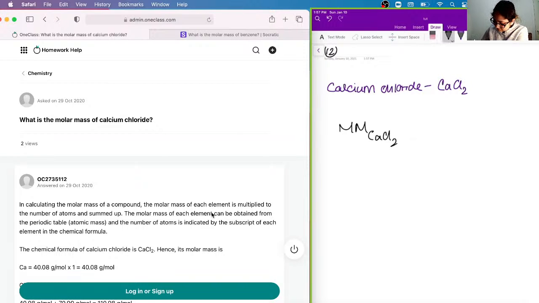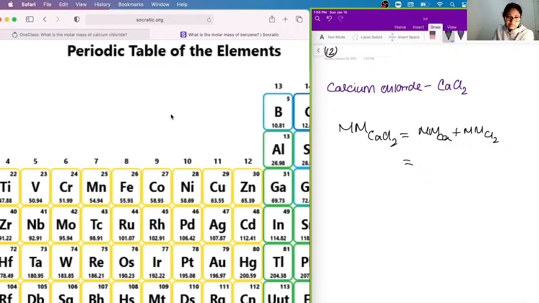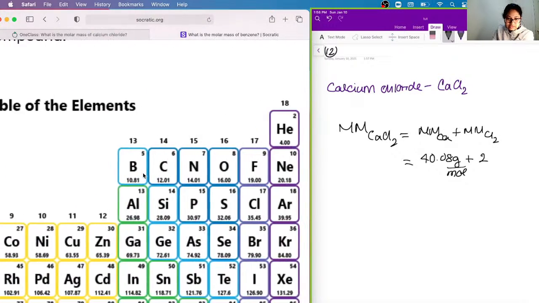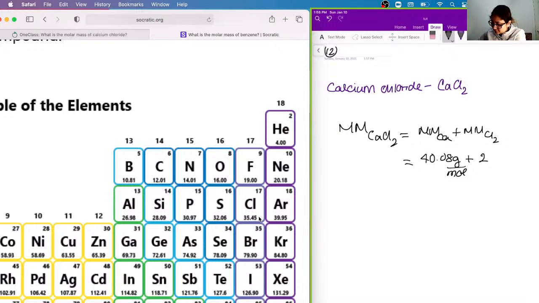And to do that, we have the molar mass of calcium plus the molar mass of our 2 Cl, or two chlorine atoms, right? So the molar mass of one calcium atom, calcium is group 2, and it has a molar mass of 40.08 grams per mole. Okay, and in this case, we have 2 chlorine, so we would multiply the molar mass of chlorine by 2. Chlorine is right here, and it's 35.45.